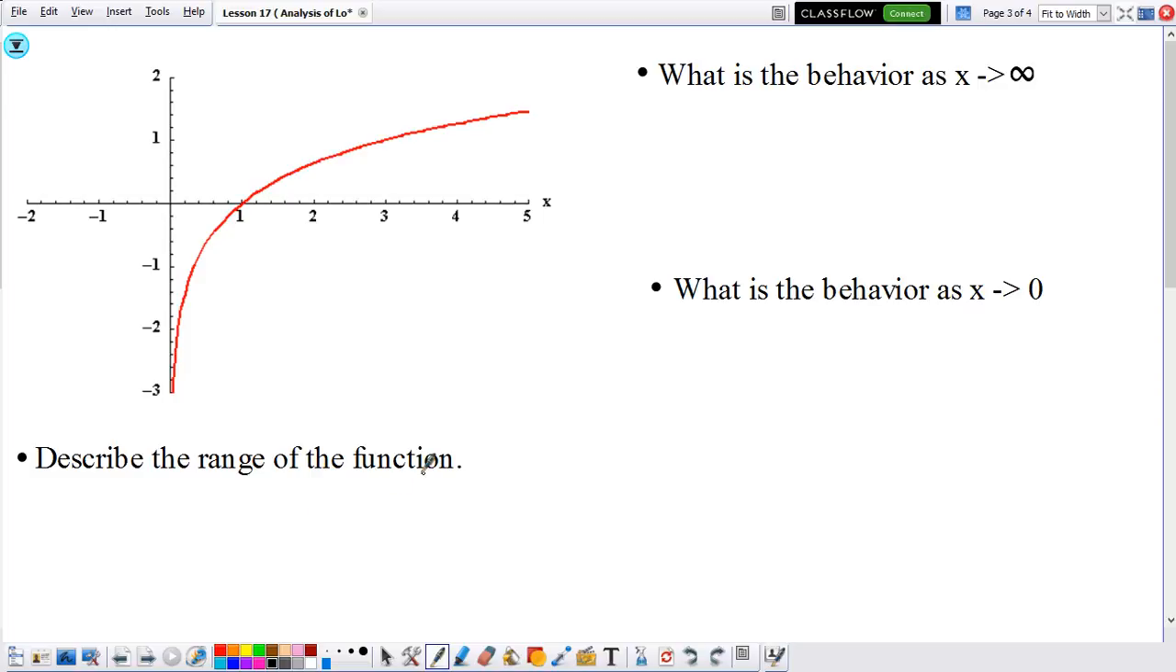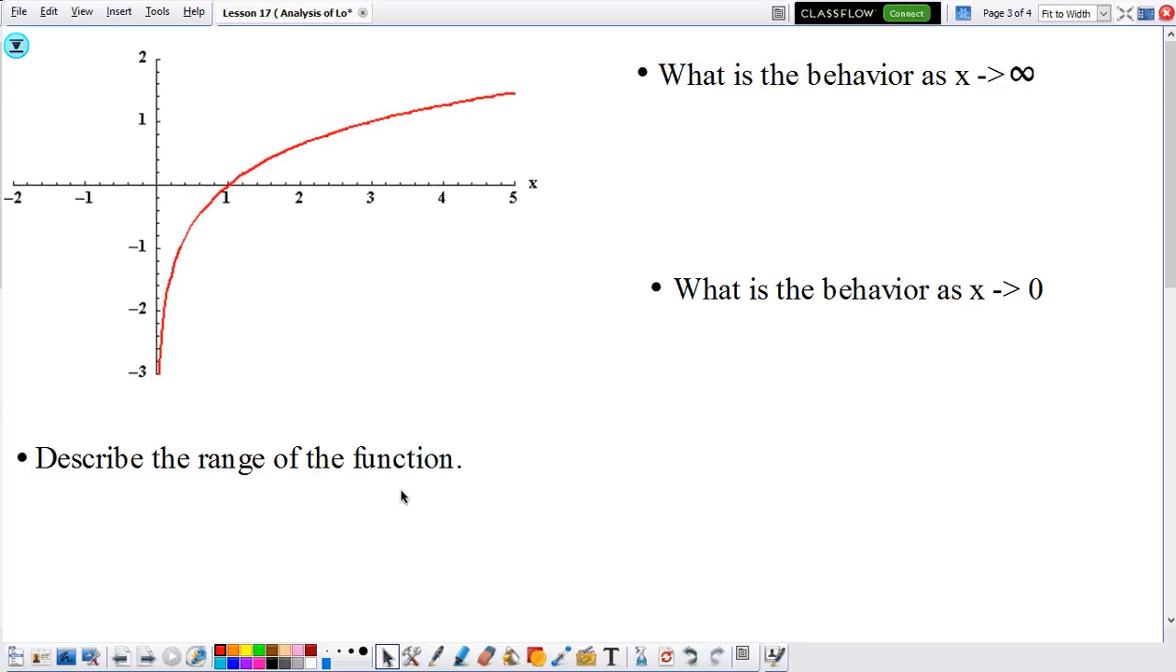Lastly, let's look at three more properties here. Again, same graph. This graph is the graph of the function y equals log base 10 of x. If you were to graph this in your graphing calculator, you would obtain the following graph. So now let's look at the first property here. They're asking us what is the behavior as x goes to infinity. So what does this mean?